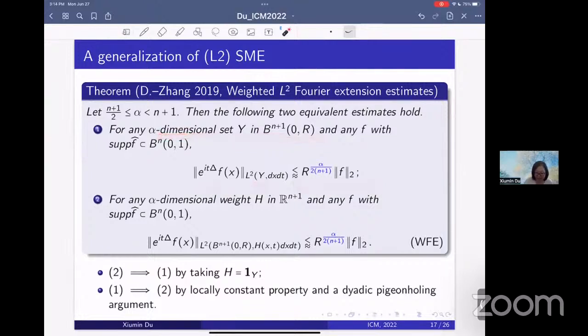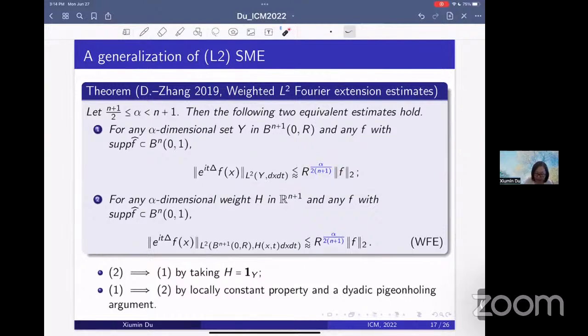Recall that the L2 norm of the Schrödinger maximal function is equivalent to the L2 norm over an n-dimensional set. And when alpha equals n, this exponent is the sharp exponent n over 2 times n plus 1. So this is a generalization of the L2 Schrödinger maximal estimate.